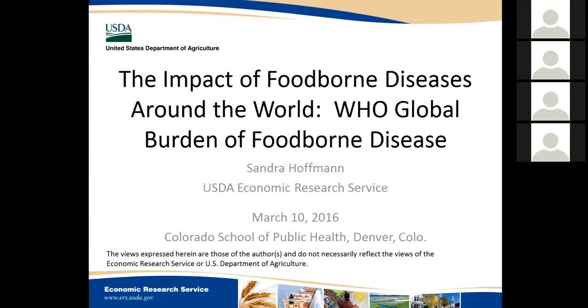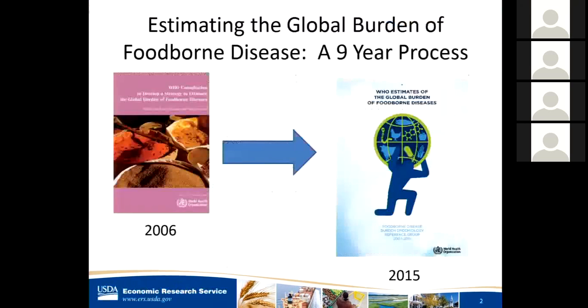Today I'm talking about the recent global burden of foodborne disease estimates, and I think one thing that's really interesting to know is this is the first time we have ever had estimates of how many people are getting ill from foodborne diseases around the world. And it's been a very significant and long process. It began back in 2006, so it's been a 9-year process involving, well, over 100 scientists have been involved in this.